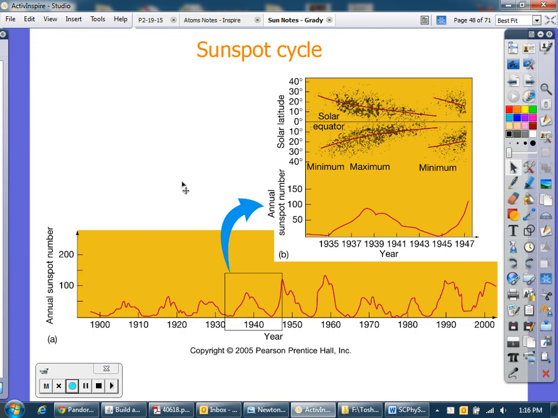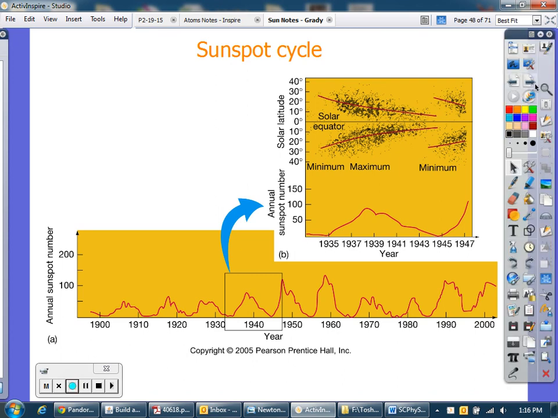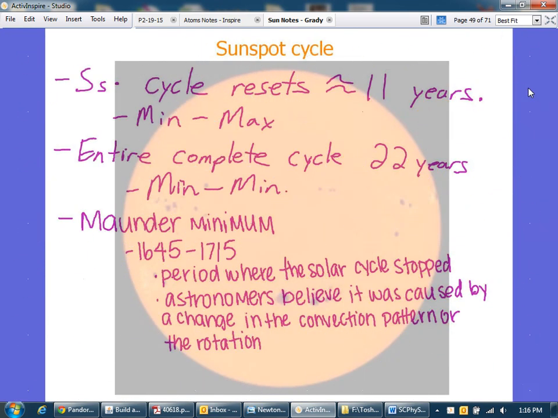Sunspots go through a cycle. This just shows where they tend to be latitudinally. I'm not sure if that's a word. As it goes through the different cycle, as it gets closer to maximum, they appear to be closer to the equator. At minimum, they get a little bit further away. This is because of the field lines.